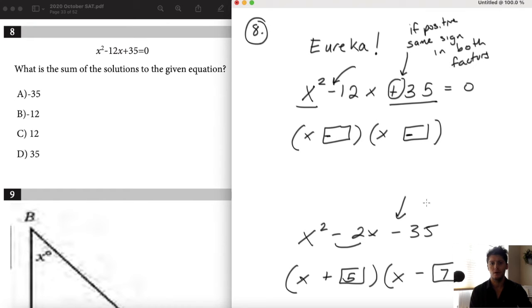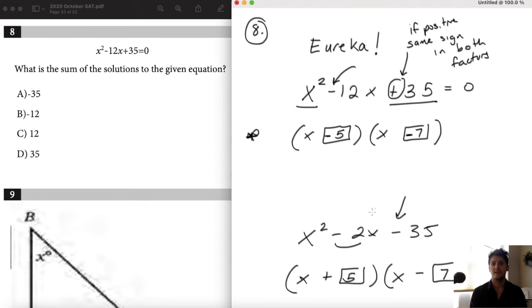Back to our actual question here, which is up here. When I'm factoring this, I would know that, since I have a positive here, it means the signs are the same. This negative lets me know the signs are negative, and they should be what, a 5 and a 7, right?